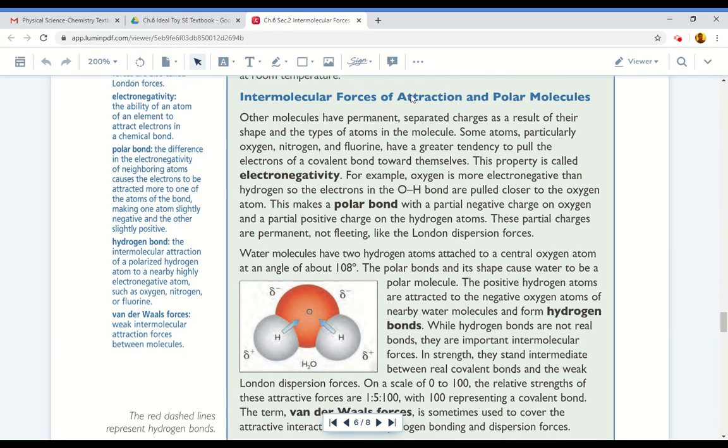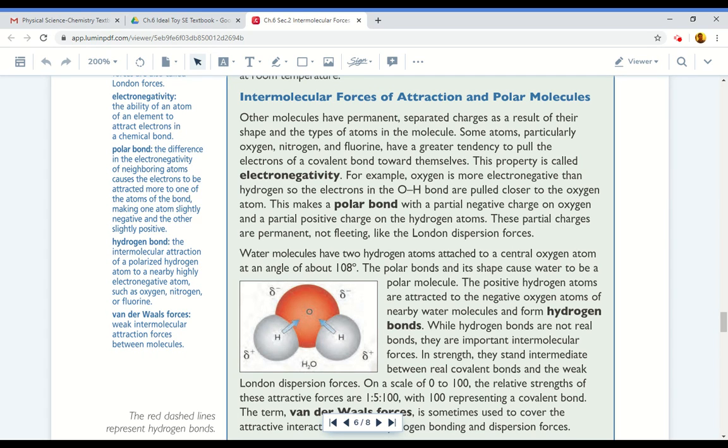Intermolecular forces of attraction and polar molecules. Other molecules have permanent separated charges as a result of their shape and the types of atoms in the molecule. Some atoms, particularly oxygen, nitrogen, and fluorine, have a greater tendency to pull the electrons of a covalent bond towards themselves. This property is called electronegativity.